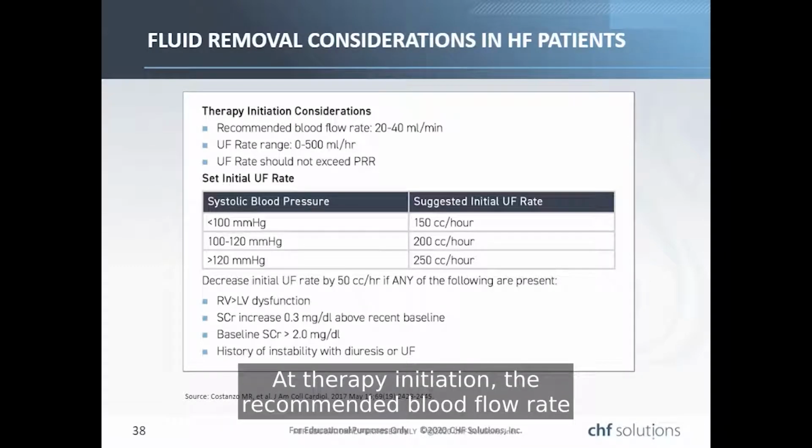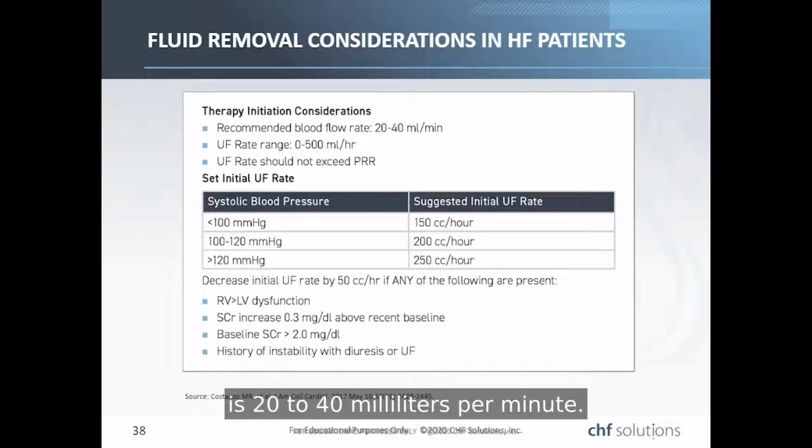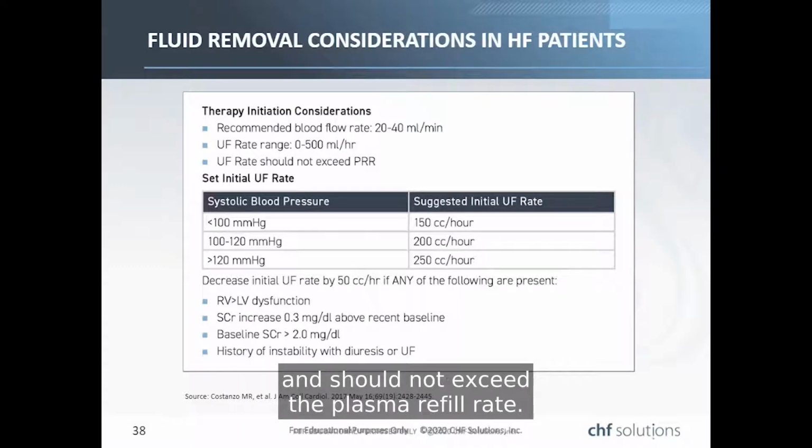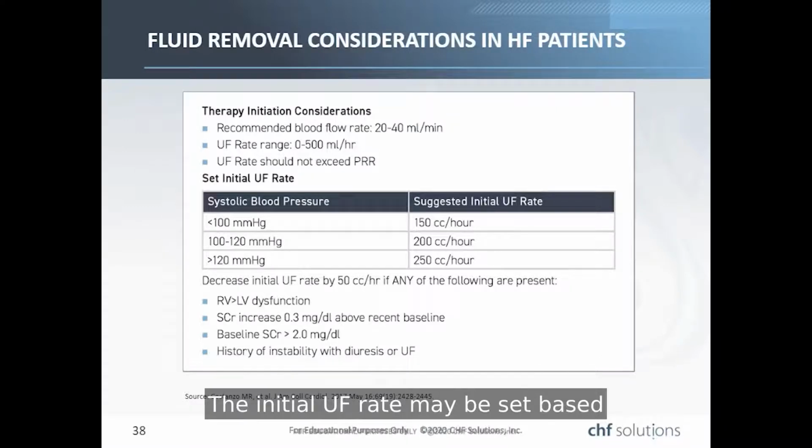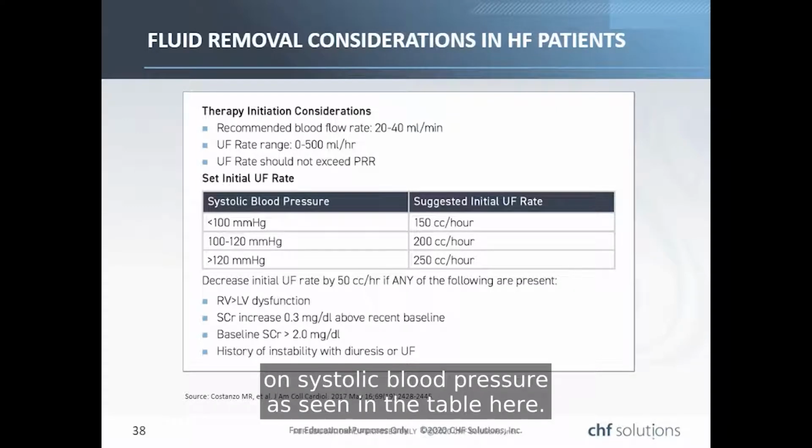At therapy initiation, the recommended blood flow rate is 20 to 40 milliliters per minute. The ultrafiltrate rate has a range of 0 to 500 milliliters per hour and should not exceed the plasma refill rate. The initial UF rate may be set based on systolic blood pressure, as seen in the table here.